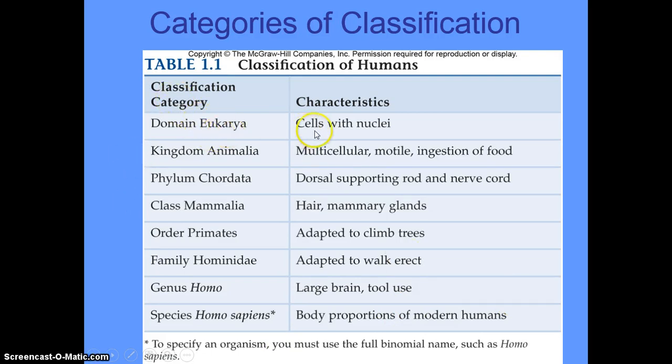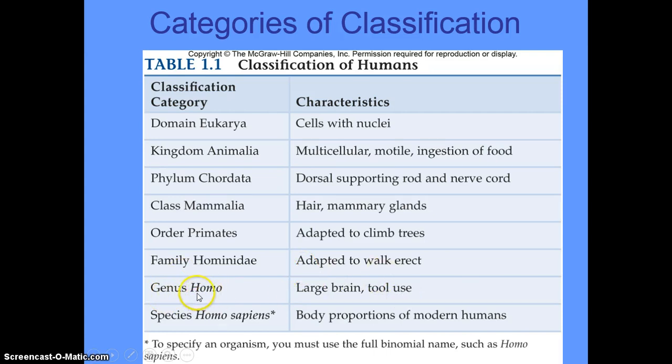So we're in the domain Eukarya because we have cells that have a membrane-bound nucleus. We're in kingdom Animalia because we're multicellular, we're motile, and we ingest food. We're in the phylum Chordata because we have a dorsal supporting rod and nerve cord. Phyla are broken down into classes, class Mammalia because we have hair and mammary glands. Within the class Mammalia, we're in the order Primates, we're adapted to climb trees. Within the order of Primates, we're in the family Hominidae, which means that we can walk upright. We're in the genus Homo, which means large brain and use tools.